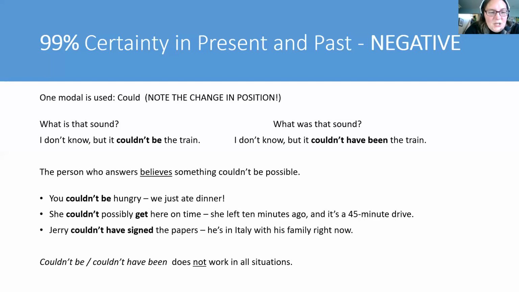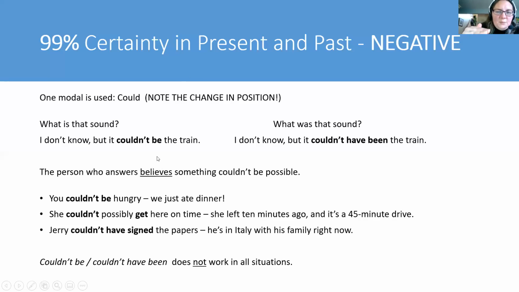And finally, Jerry couldn't have signed the papers. He's in Italy with his family right now. I'm not going to believe, it's not even possible to believe that Jerry signed the papers in person, considering I know that he's in another country. Of course, there is that 1% chance that I could be wrong. Couldn't be and couldn't have been in the past tense do not work in all situations. Remember, it has to do with belief, okay? So this is the trickiest part.